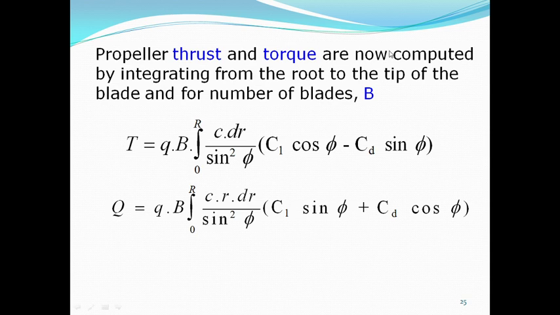So here probably this integration from 0 to R may not be continuous, then you need to split it into 0 to R1 plus R1 to R2 like that. So for each one, you know the CL value, you know the CD value, and you know the angle it is making with respect to the rotational axis. So once you put all these things here, you will be able to find out the thrust force and the torque.